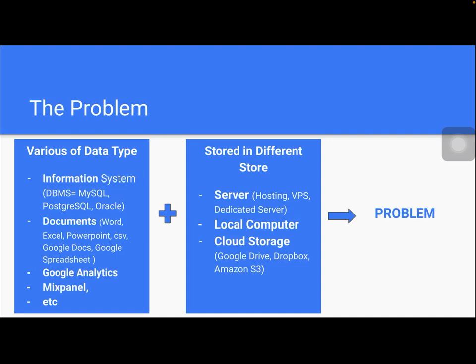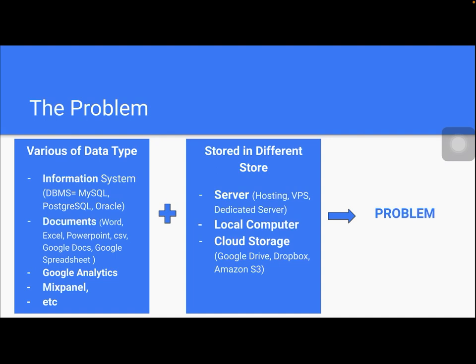The first problem is various data types. We know that in the district government we have a lot of information systems that have many databases, for example MySQL, or maybe PostgreSQL, or maybe Oracle database. And second, we have many documents. Of course, we have Word, Excel, PowerPoint, CSV, Google Docs, and Google Spreadsheet. And then, if we want to know the analytics of the website, sometimes we use Google Analytics, or if we want to know about the ads, we can use Mixpanel and so on. That's all the various data types.